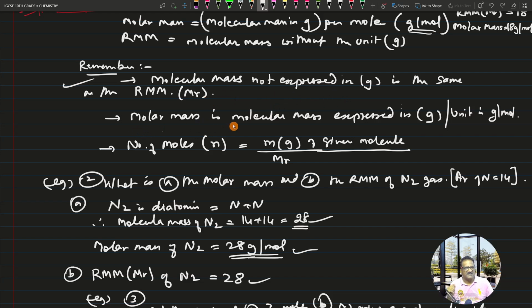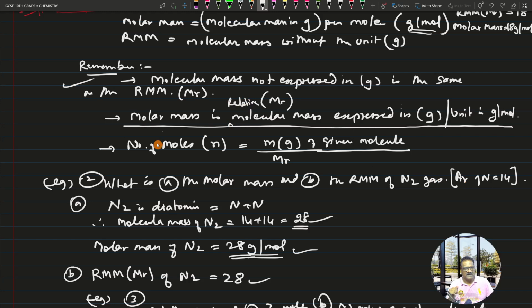So molar mass is molecular mass expressed in gram, and its unit is, now this is a very important statement, molar mass is molecular mass expressed in grams, and its unit is gram per mole. Is that clear? This molecular mass is nothing but Mr, you write this as relative molecular mass. Now the number of moles n is equal to m in grams of a given molecule upon Mr. Now this formula, you know, this is formula number 2, right? This formula also we are going to use now.